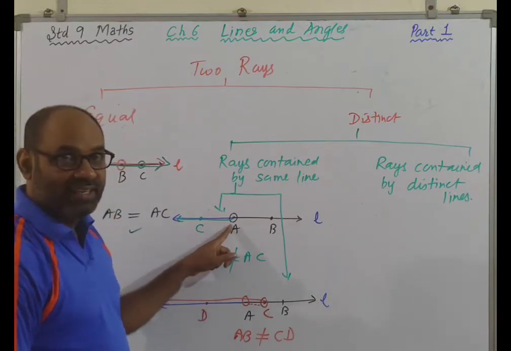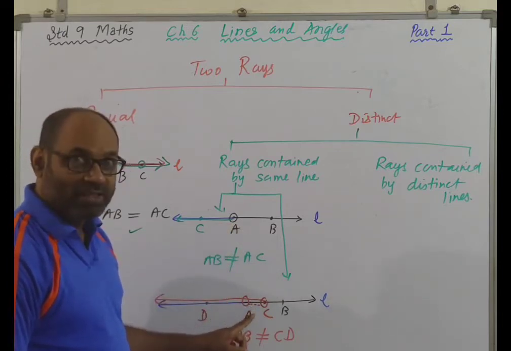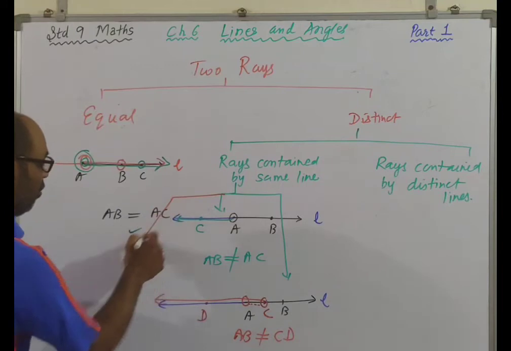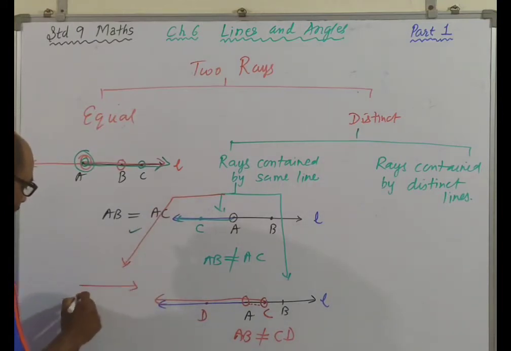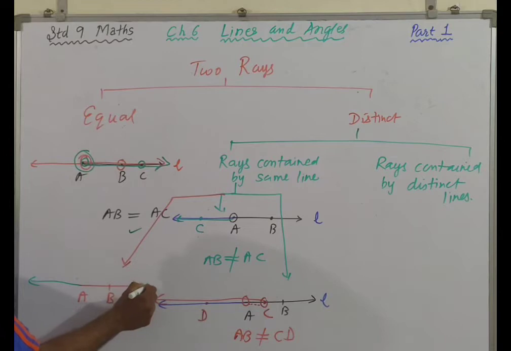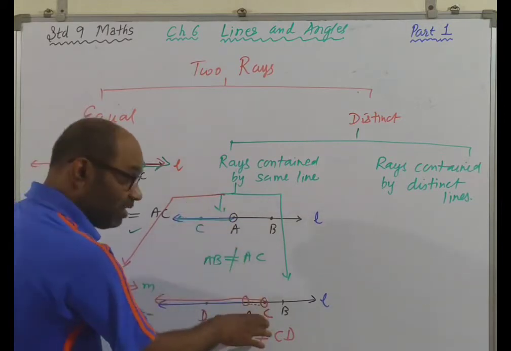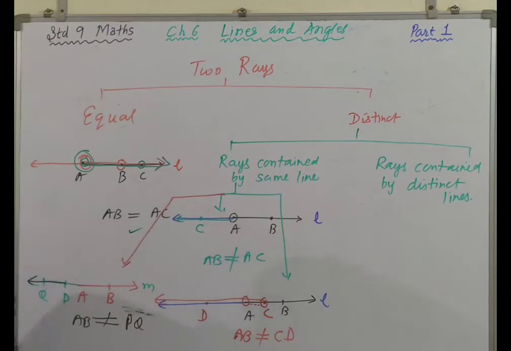Alright? So in the originating case one point is common, in the next many points are common, and now the third situation, no points are common. This is ray AB. By which line is it contained? So produce it on the other side and call it, let's say, M. Now there is one point P here, another point Q here. I draw a ray starting from P and passing through Q. So the red ray AB is not equal to the black ray PQ. They are not equal. These two rays are contained by the same line.